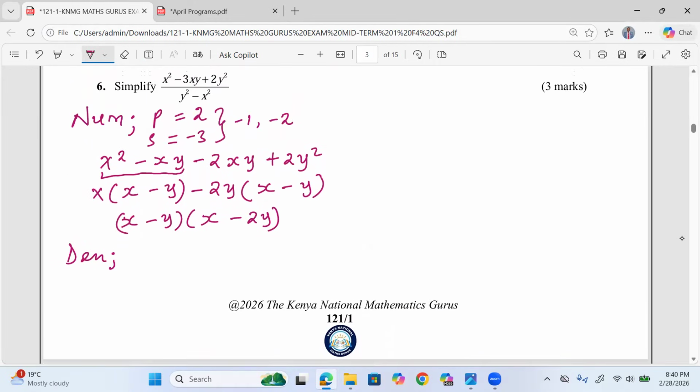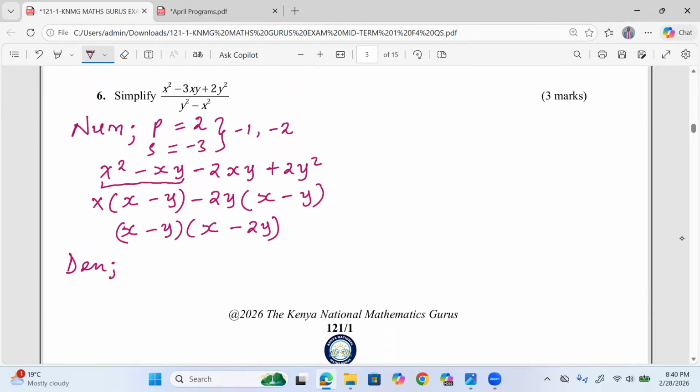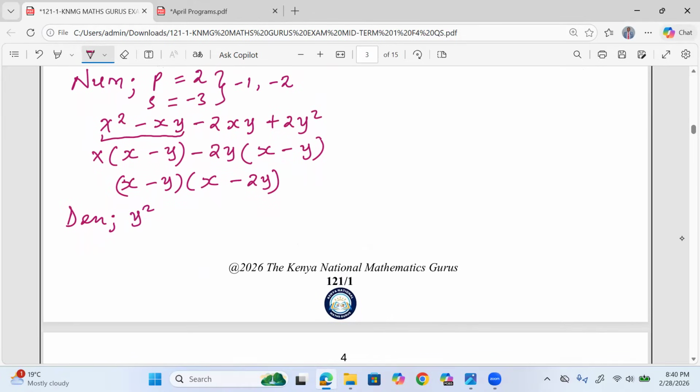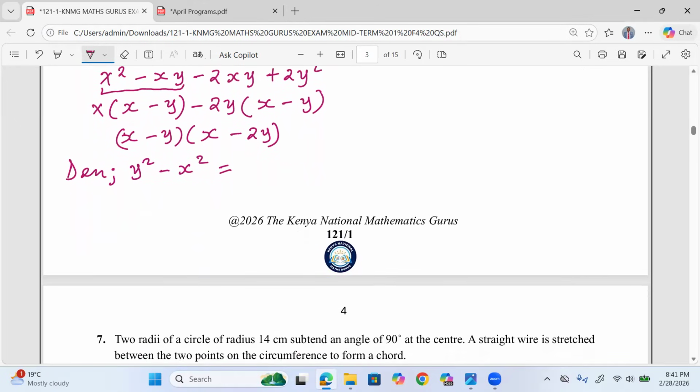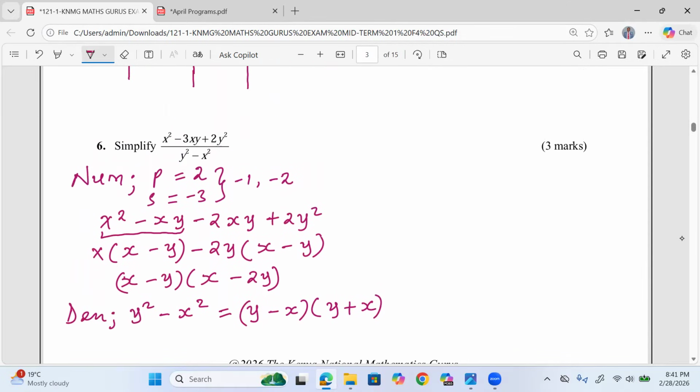Then we check the denominator. Now at the denominator, it's a difference of 2 squares. y power 2 minus x power 2. This shall simplify to give us y minus x and y plus x. That is how a difference of 2 squares is usually factorized. You can prove by expanding my right-hand side. You get y power 2 minus x power 2. That's a general quadratic identity.